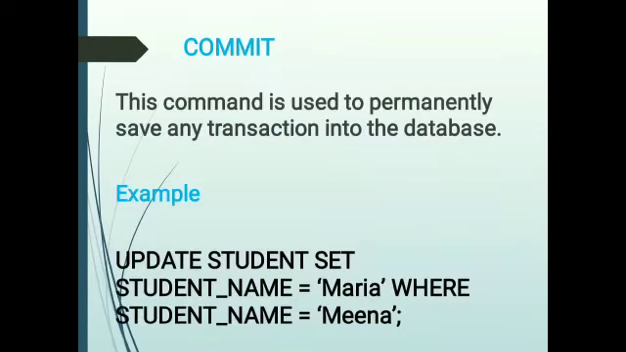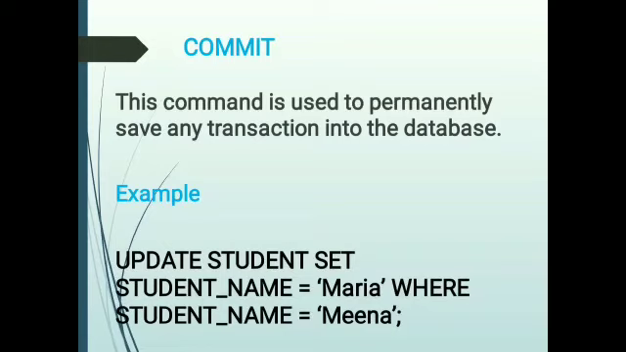First one is commit. Here is the definition. This command is used to permanently save any transaction into the table. So the first command we are going to talk about is the commit command. It is used to save the changes on the table permanently if there is a need for any transaction to be made permanent in the database through the commit command. Let's see the example.